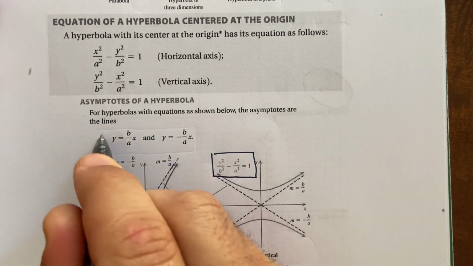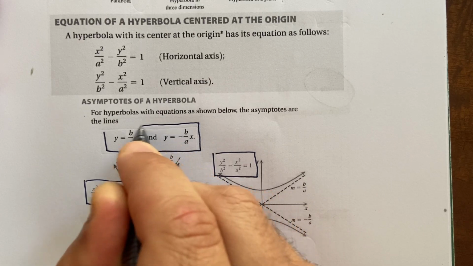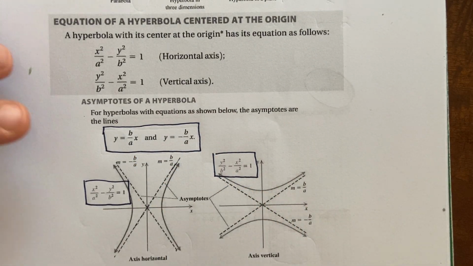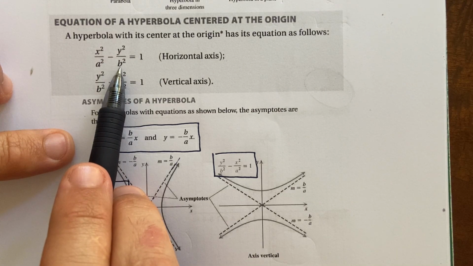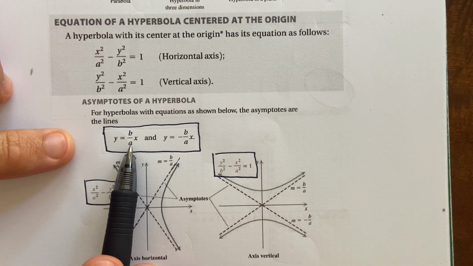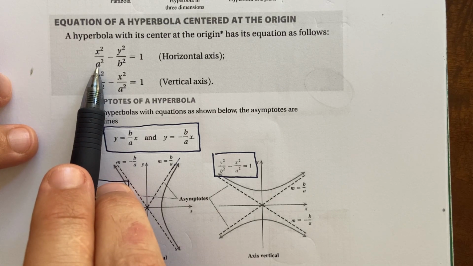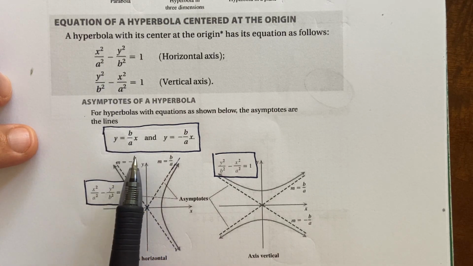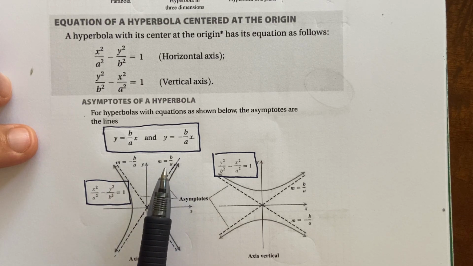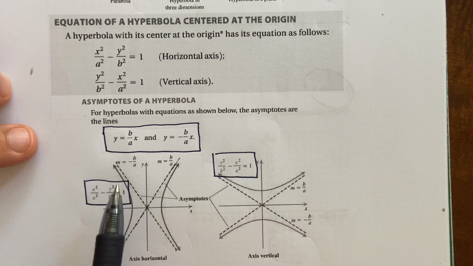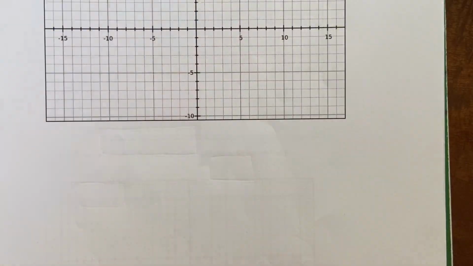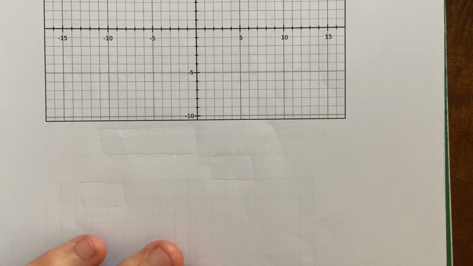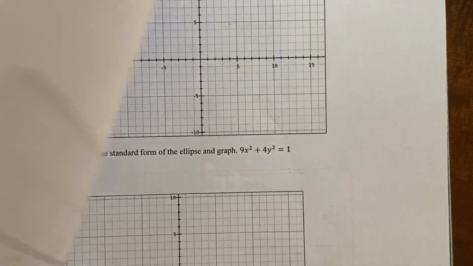So here is how we find the equations of those asymptotes. This b is the same b as you'd be seeing in your equation under the y. This a is the same a that you'd be seeing in your equation under the x. So you'll have a positive version, right? That'll give you this one. And then you'll have a negative version, and that'll give you this one. Let's try a few of these.